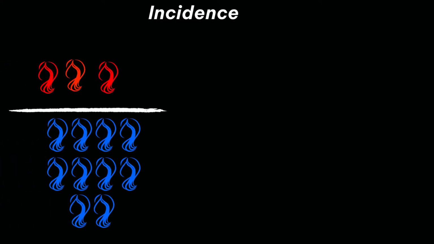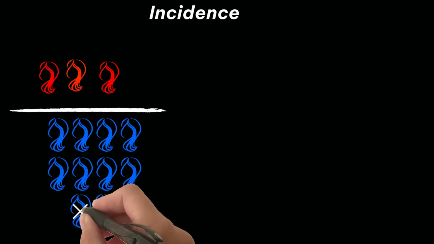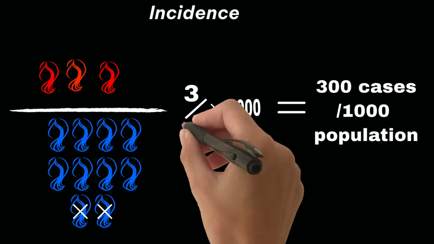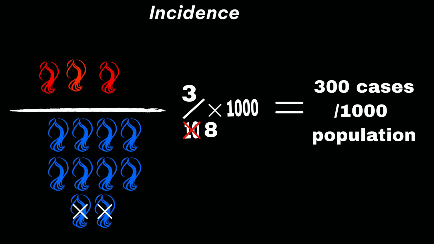Let us come back to our example of uterine cancer. Suppose 2 women have a history of hysterectomy, then they will no longer have a risk of developing uterine cancer, and so they have to be removed from the denominator. Recalculating incidence, now instead of 3 by 10, it would be 3 by 8 multiplied by 1000, which equals the new incidence rate of 375 per 1000 population. And don't forget to mention the specific time period while describing incidence rate.